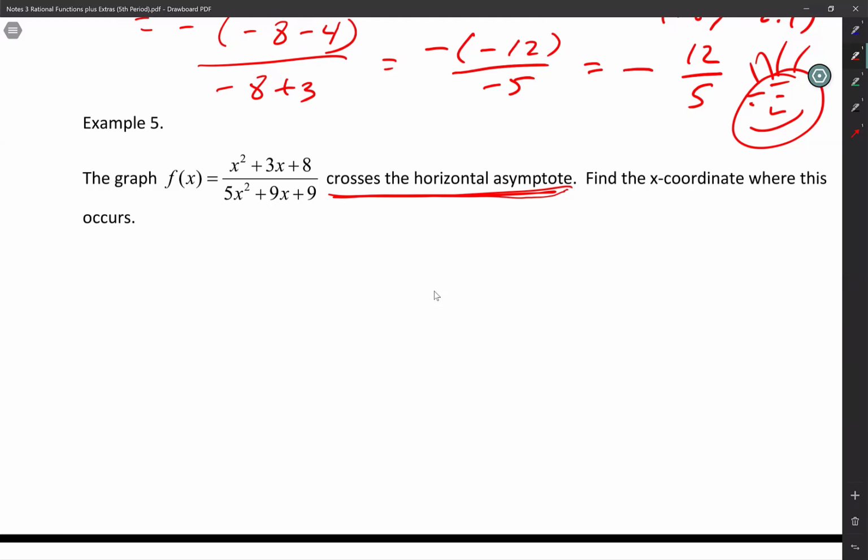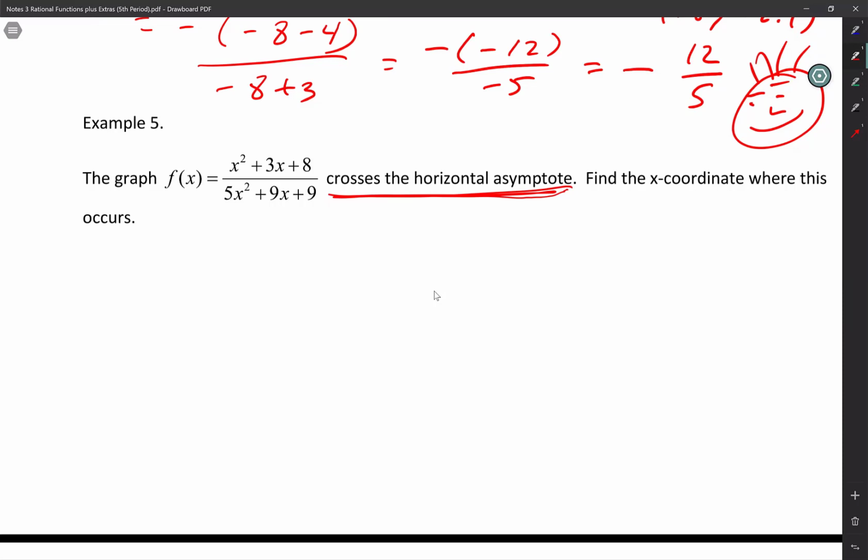It happens all the time in real life, especially when we're modeling financial situations. But yeah, you can cross horizontal asymptotes. It is vertical asymptotes that you do not ever cross because you can't divide by 0. But horizontal asymptotes can be crossed.